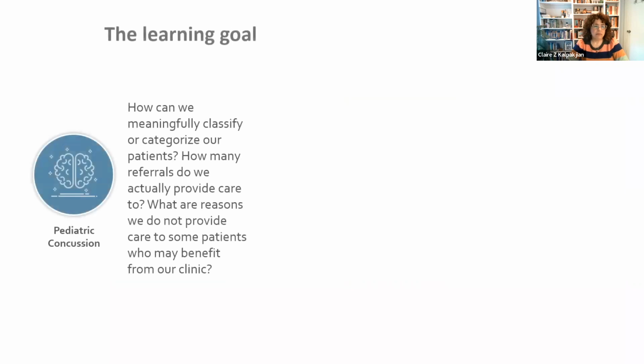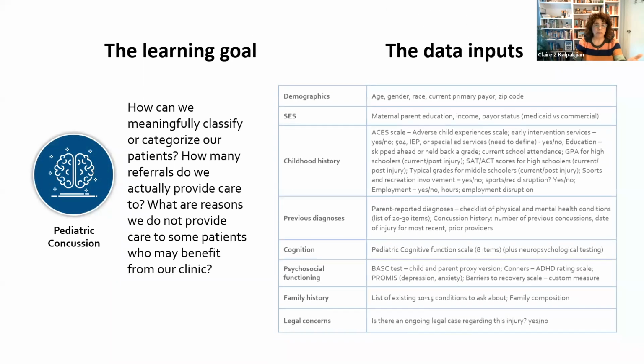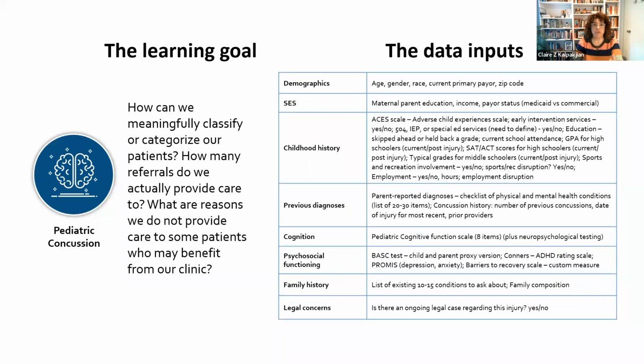So I have a couple more examples I wanted to show you. This is pediatric concussion. Again, they wanted to know who are our patients. You can see their list way longer. And this is simply the nature of their practice. They're pediatrics, so there's more information that they need to know to help understand who is coming to their clinic.